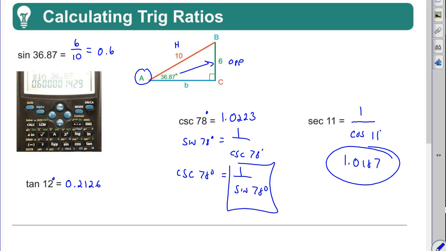All right, so calculating trig ratios. Remember, your calculator is always going to give you the ratio in decimal form.